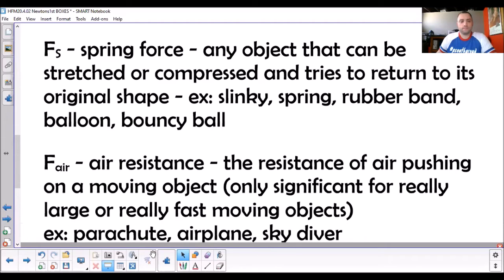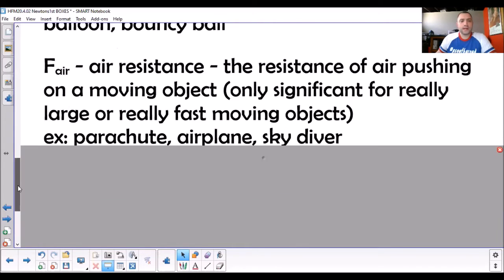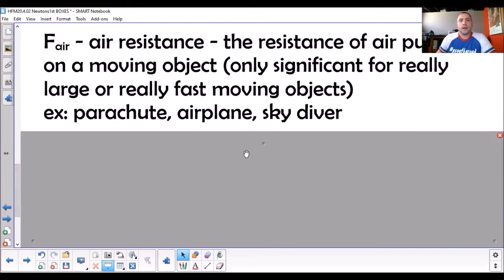All right. Our next one is air resistance. Air resistance is the resistance of air pushing on a moving object. Now, technically, there is air resistance in anything moving. But it's really only significant for really large or really fast moving objects, or if it's important to the situation.